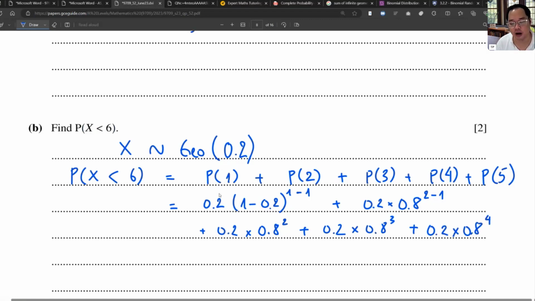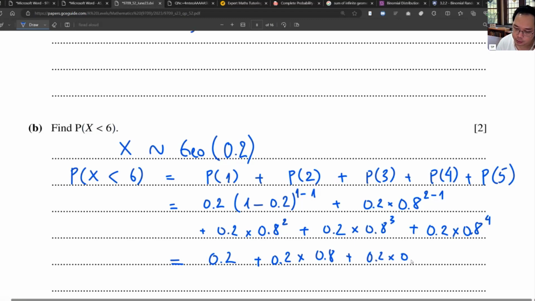That's it. So we have 5 terms here, and these terms form a geometric series. Let me simplify this one. So we have the geometric series because the first term is 0.2, the second term is 0.2 times 0.8, the third term is 0.2 times 0.8 power 2, and the fourth term is 0.2 times 0.8 power 3, and then the fifth term is 0.2 times 0.8 power 4.